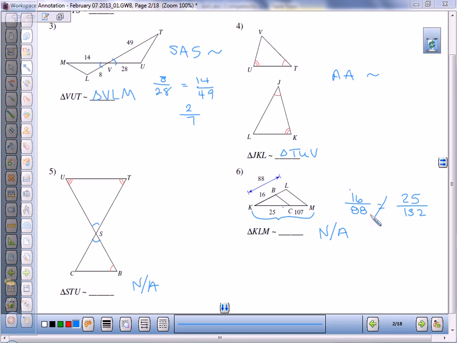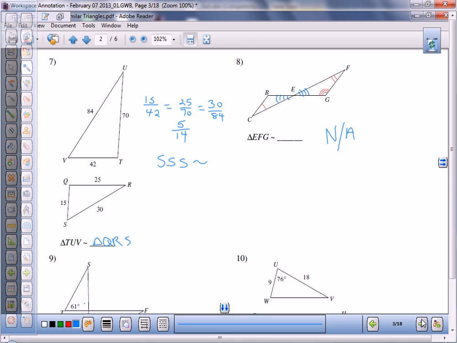Number 6, though, we can. We can prove that it is not similar because we can do 16 on the small triangle. It is to 88 as 25 is to, where did I get the 132? 25 plus 107 is 132. Those are not equivalent. Therefore, we cannot prove similarity. Any questions about number 6?